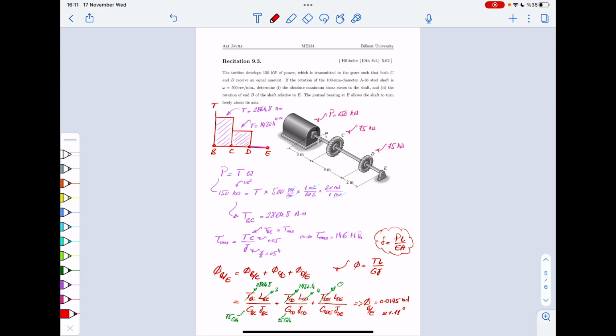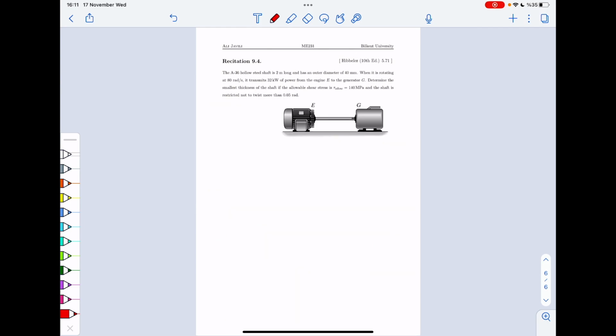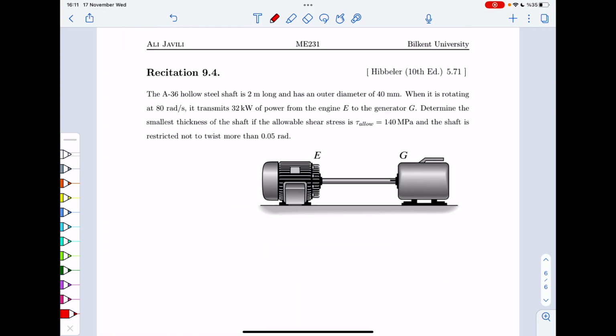Do you have any questions? Okay, if not, then we jump to the next and last example.